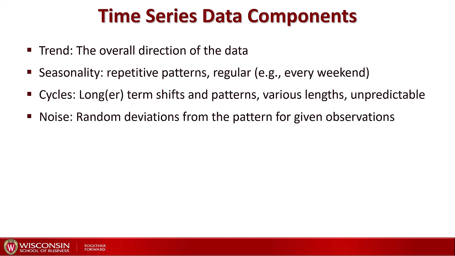The first main component, the core of the time series, is the trend. It's the overall direction of the data. So for instance, you might have a linear trend, a line going upward. Or you might have a curvilinear trend, something going up and then slowly slowing down, for instance.